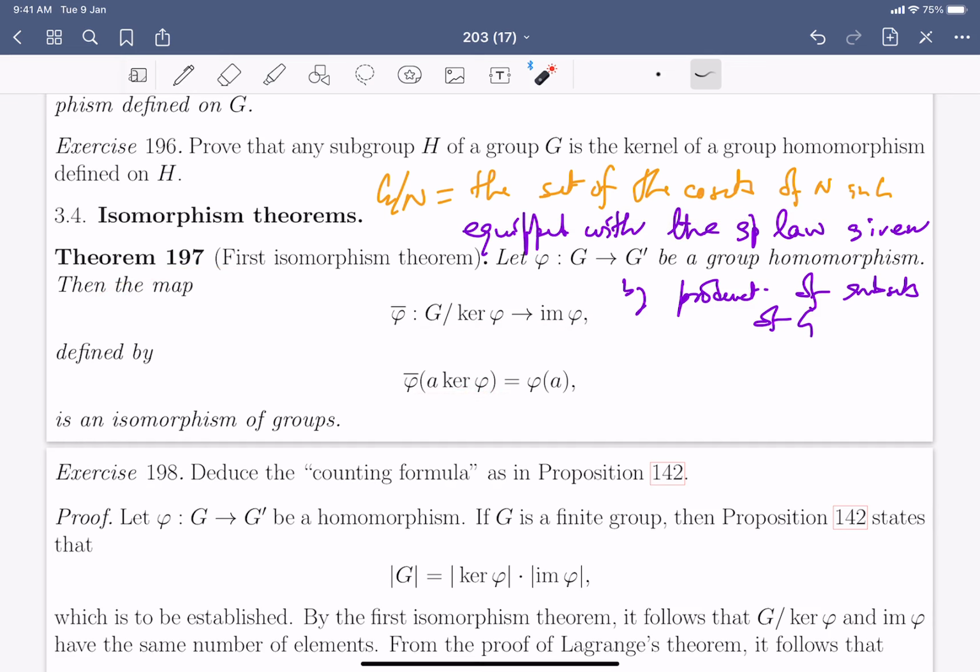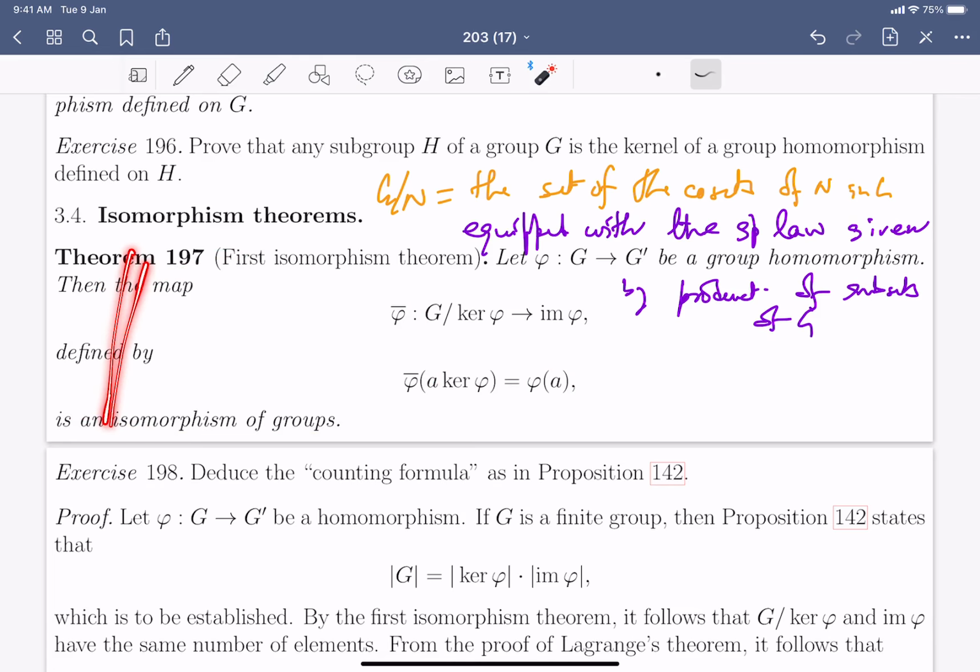By a kernel of phi I mean the left coset of kernel of phi corresponding to the element a. Now if we apply this map to a kernel of phi, we define the image of this coset under this map phi bar to be phi of a. This theorem says that this is an isomorphism of groups.